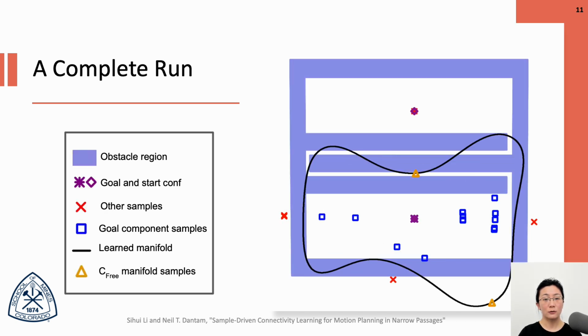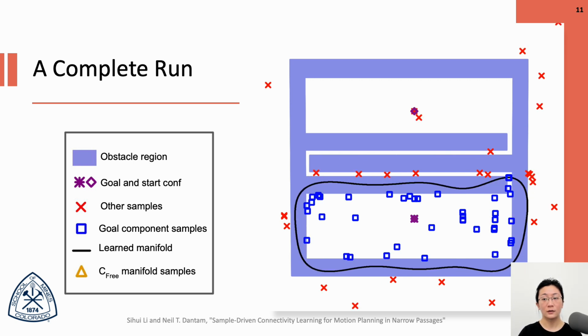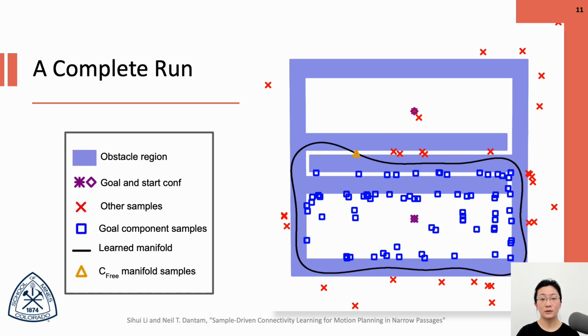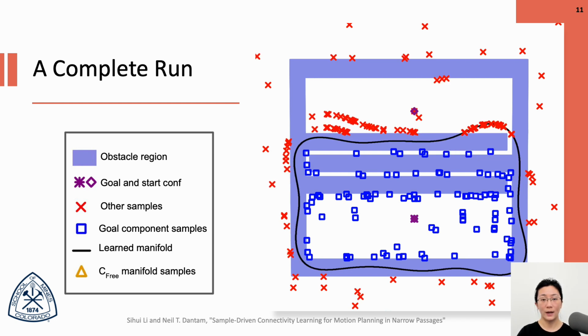Here is a complete run of the algorithm in this 2D scene. The manifold is trained using the planning graph, the collision-free samples on the manifold are found, and these samples are added back to the planning graph. This iteration continues until we find the path.